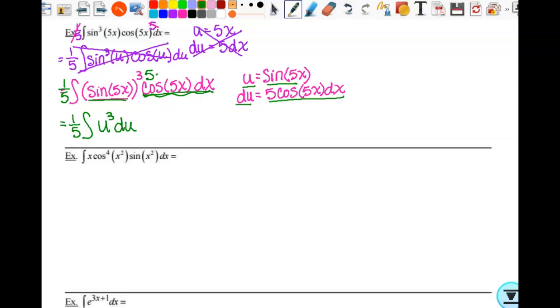Take a minute, make sure that you understand where everything came from. Ask me a question. Lorenzo? No, we got it. Everybody with me? All right, so now I'm going to actually integrate. I still have my 1/5. I'm going to add to the exponent. Go ahead.